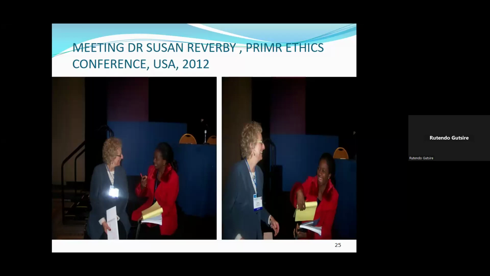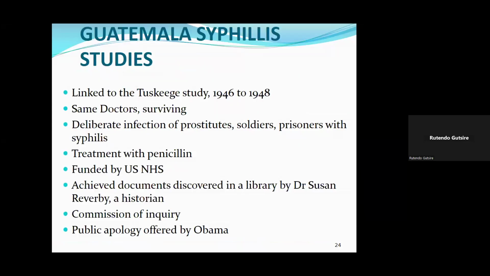This was in 2012, where I met Susan Reverby. This is a historian who actually discovered this unethical Guatemala syphilis study. So these doctors carried out the study in the 1940s, and they stored their papers within the archives of a library in the US. And Susan Reverby was a historian. She was looking for something else. Then she stumbled upon this.